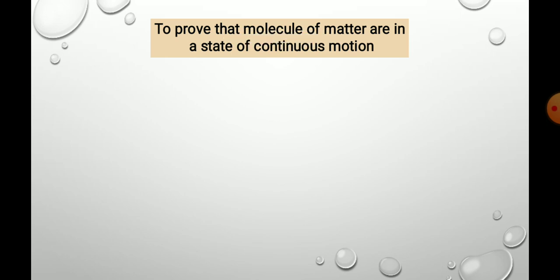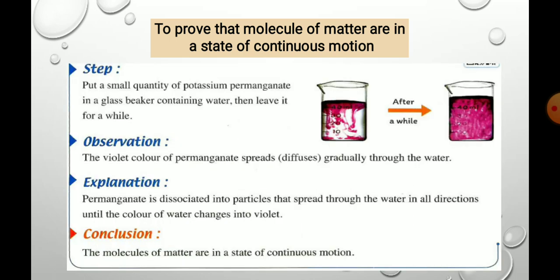First, to prove that the molecules of matter are in continuous motion, you should do this experiment. You have to put a small quantity of potassium permanganate in a glass beaker containing water, then leave it for a while. About the observation, the violet color of permanganate spreads or diffuses gradually through the water, as you see in the picture.